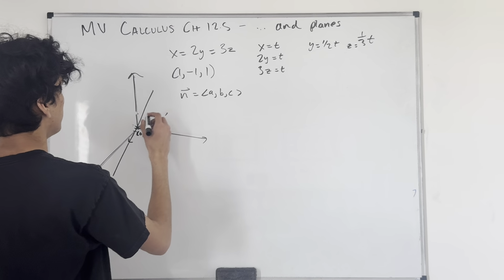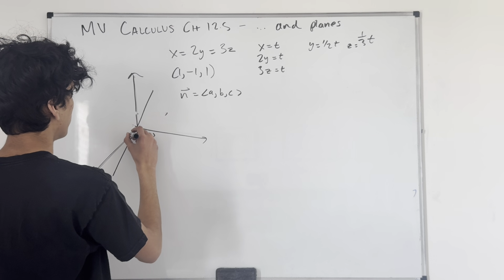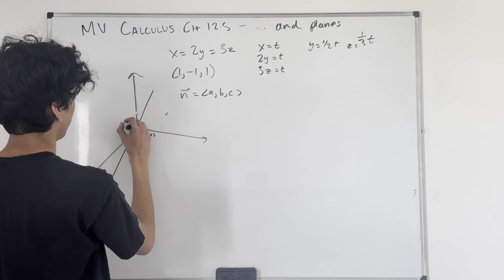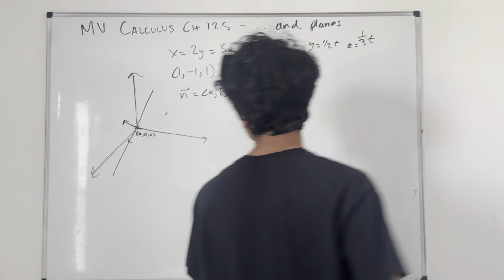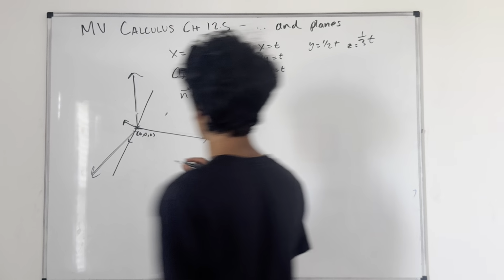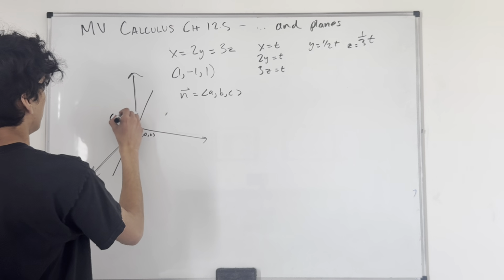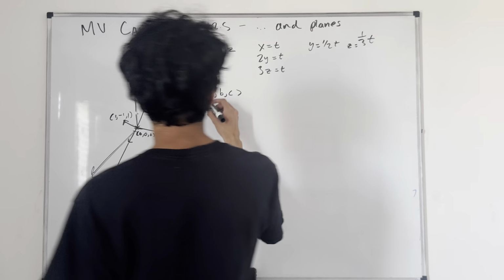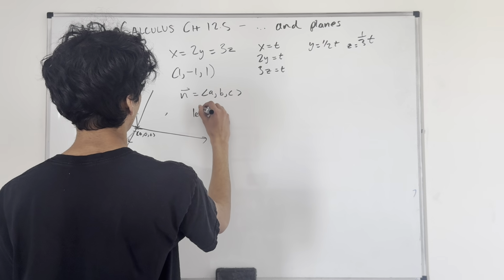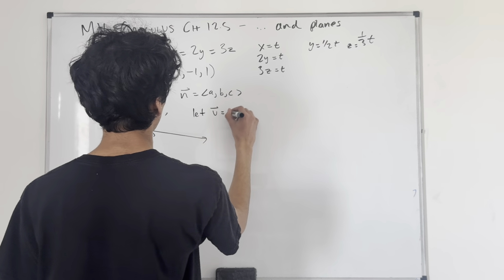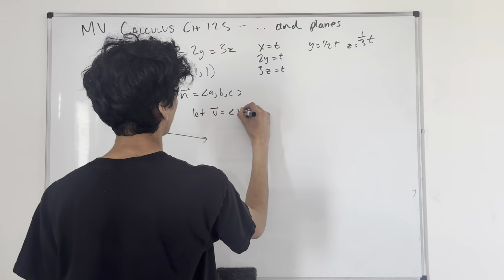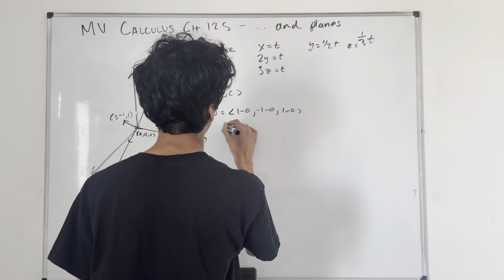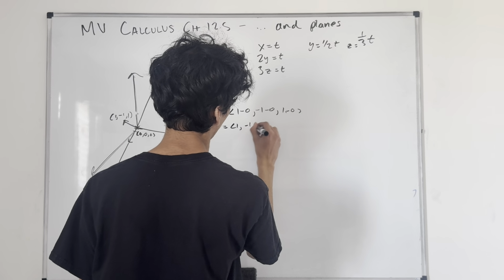And 1, -1, 1, that's a vector. So I can say from the origin to 1, -1, 1. So this is a point 1, -1, 1. Let's call this vector v. Let v equal 1 minus 0, -1 minus 0, 1 minus 0, or just 1, -1, 1. It's nice because the origin is included.